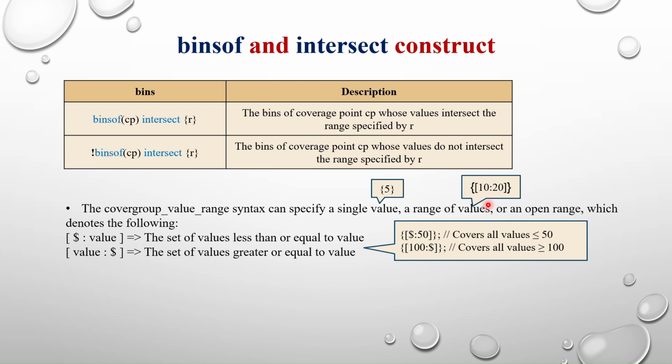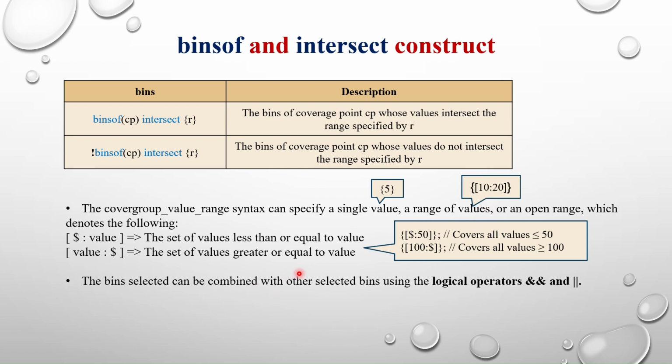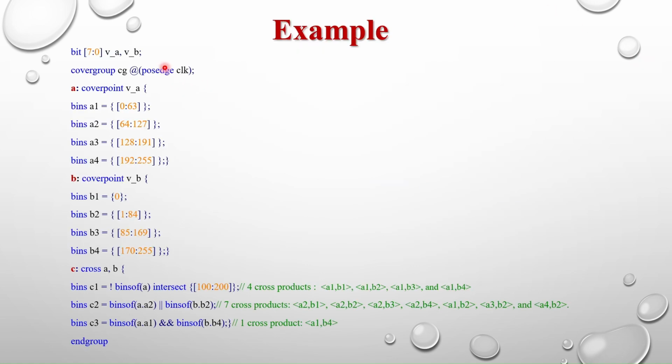Okay, so this is the open range, and this is a single value, and this is the range of values. And the bins selected can be combined with the other selected bins using the logical operators and, or. Okay, so you can use the logical operator when you are using the bins of and intersect construct. So this is all about the bins of and intersect construct. Next we will see the example for this construct. Okay, so now we will see the example for the bins of and intersect construct.